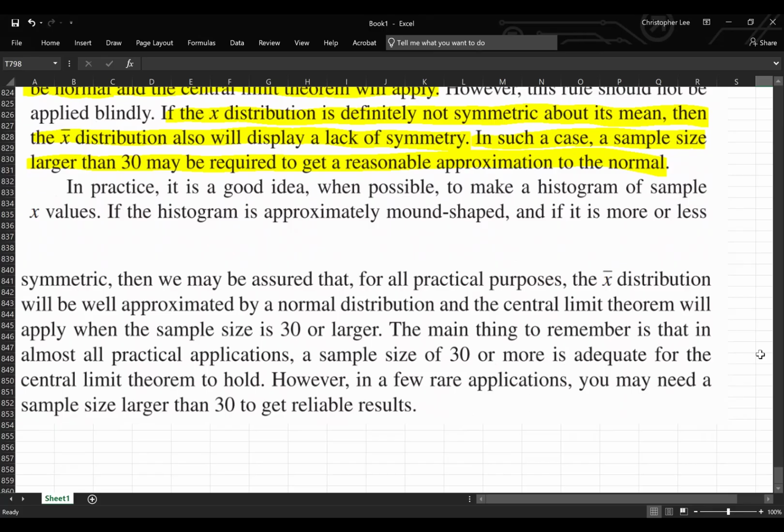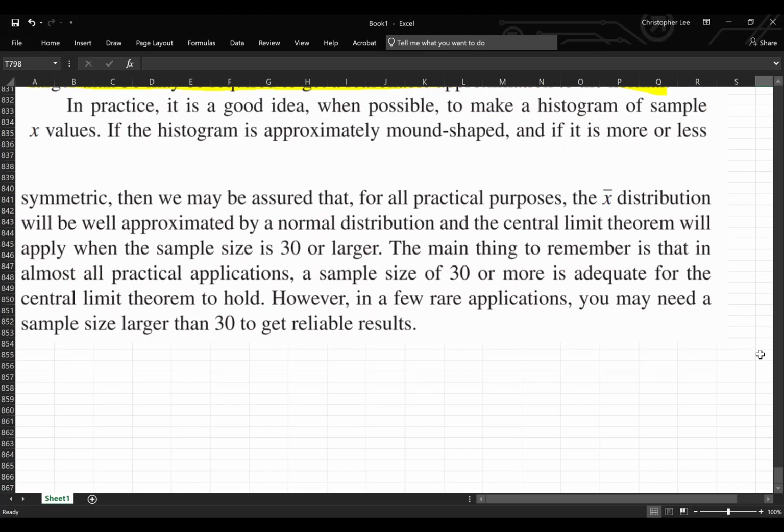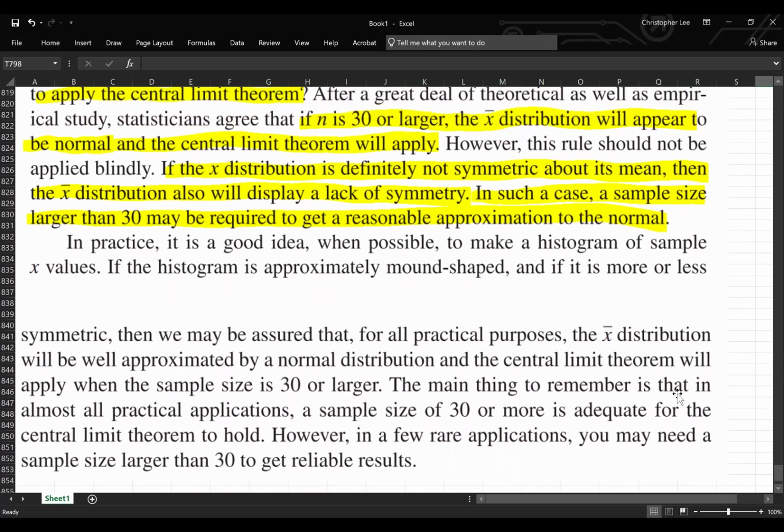The main thing to remember is that in almost all practical applications, a sample size of 30 or more is adequate for the central limit theorem to hold. However, in a few rare applications, you may need a sample size larger than 30 to get reliable results. Okay. Good stuff.